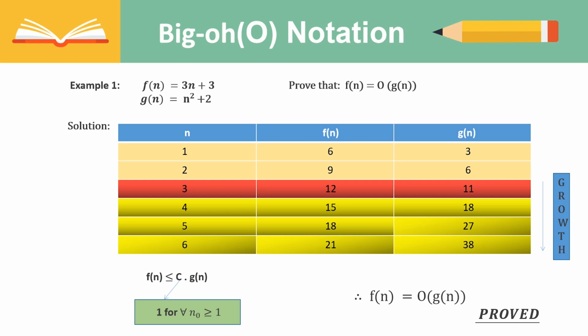You can easily observe that initially f of n is greater than g of n up to n is equal to 3. But at n is equal to 3, g of n values come closer to the f of n values. After n is equal to 3, for all n values, g of n is greater than f of n. Here you can observe there is a growth in g of n which is always greater than f of n. This is a non-linear growth of g of n. f of n is less than or equal to constant into g of n, hence we can say f of n is equal to big O of g of n, hence proved.